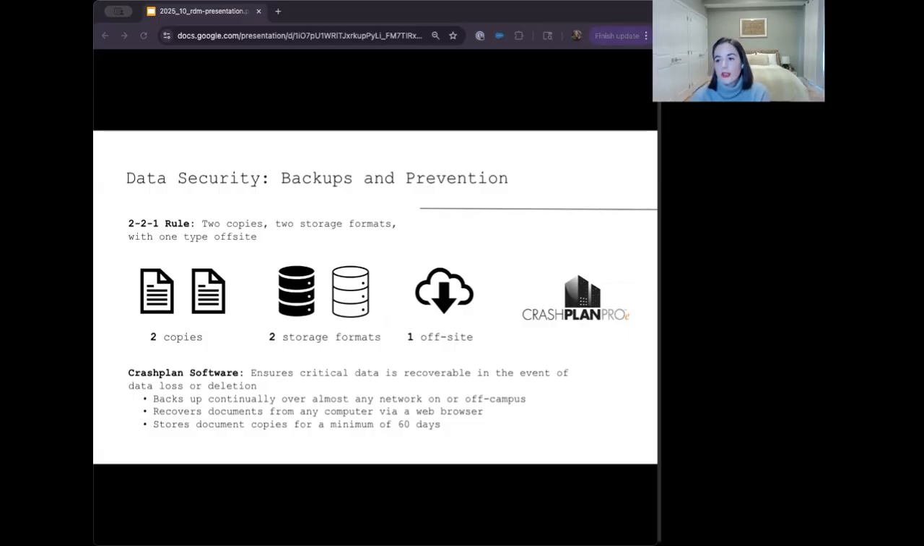So one straightforward data security strategy I recommend is the 2-2-1 rule. This rule stipulates you should be retaining an extra copy of your data on a different type of storage, with one of those types being offsite.